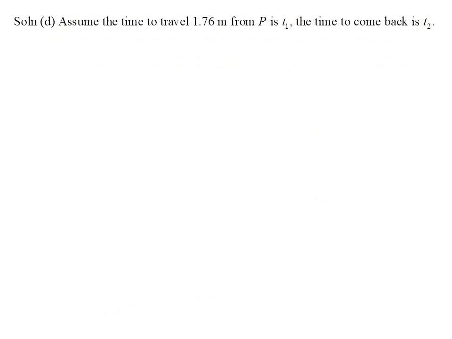Part D is to find the time taken from when the string becomes slack for the mass m1 to return to point P. Referring to the earlier diagram, we assume the time to travel 1.76 meters from point P up the incline is t1, while the time to come back is t2. The corresponding accelerations in these two time intervals are assumed as a1 and a2 respectively.